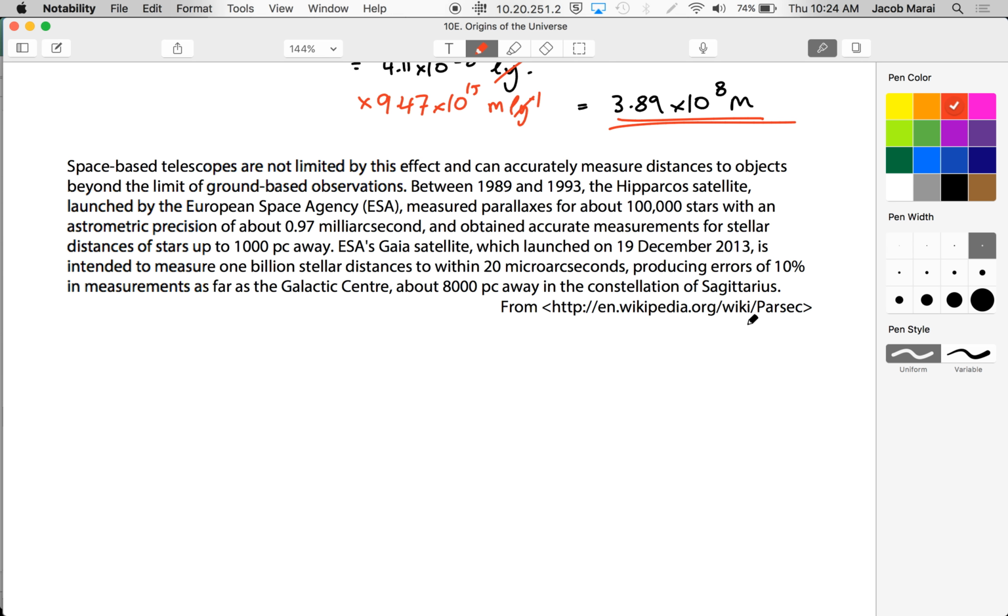The Hipparcos satellite in the 90s was 0.97. It could get up to 1,000 parsecs away. It could measure. The Gaia satellite launched a few years ago.